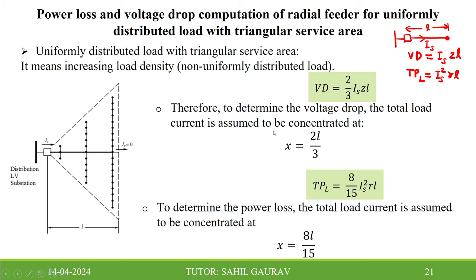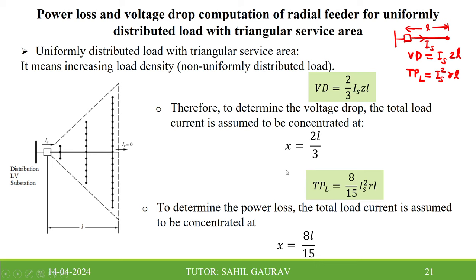Now we can say that to determine the voltage drop, the total load current is assumed to be concentrated at 2L/3. So this is the effective length for this uniformly distributed load with triangular service area. So for a rectangular service area, the effective length is L by 2, while for a triangular service area, the effective length is 2L/3.